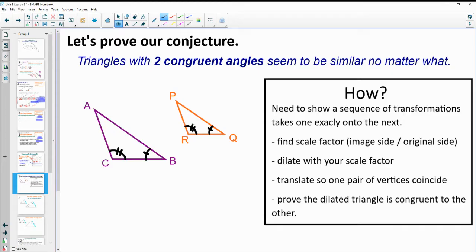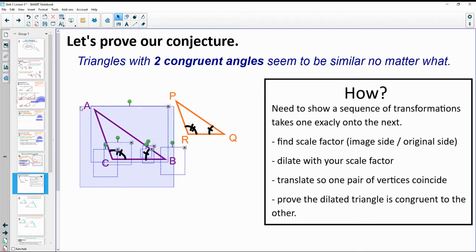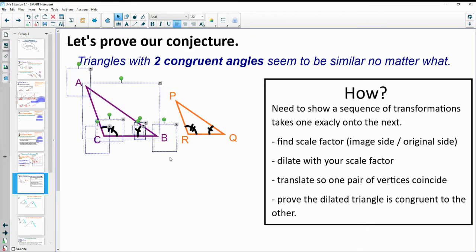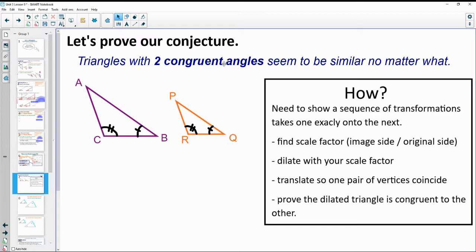So how are we going to actually prove this? How we're actually going to prove this is that we need to show that there's a sequence of rigid motions that takes one to the next. Okay, and if we can prove that with rigid motions and dilations, then we've proven that it happens in all cases. And we don't want to put letters or numbers to these.